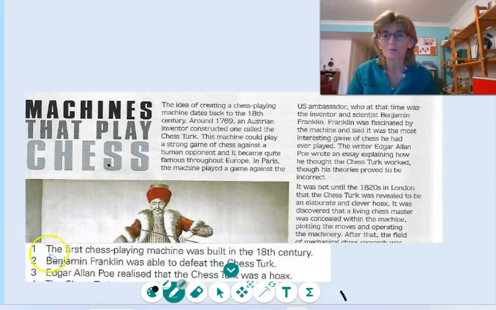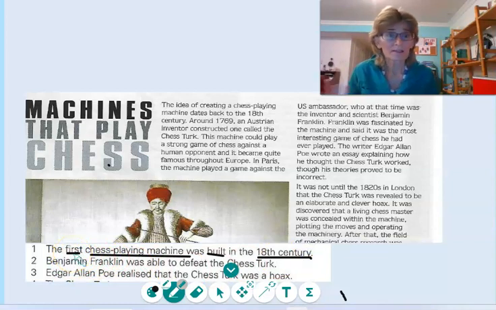So I'm going to look at number 1. The first chess playing machine was built in the 18th century. Now you can see that I've chosen to underline "first" because in the text it might talk about the second or the third or the last, but not the first. So that could be a key piece of information.